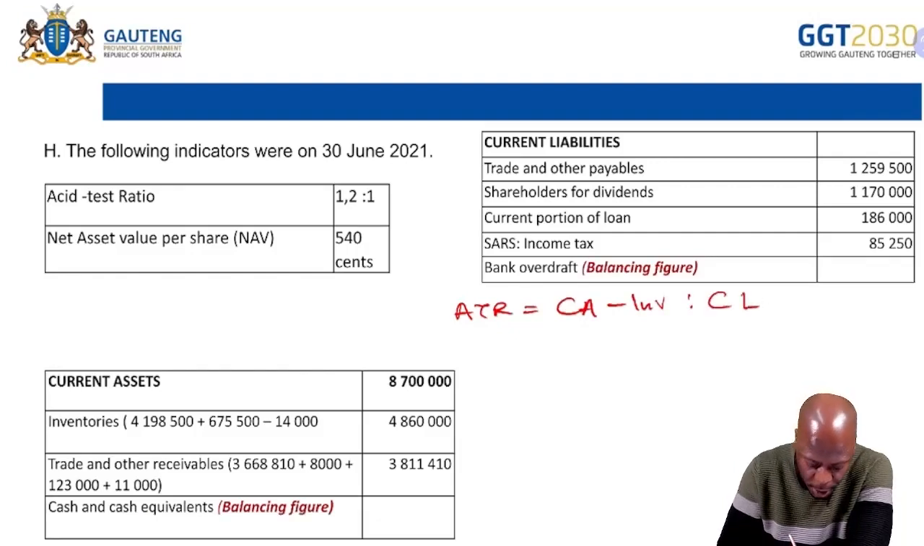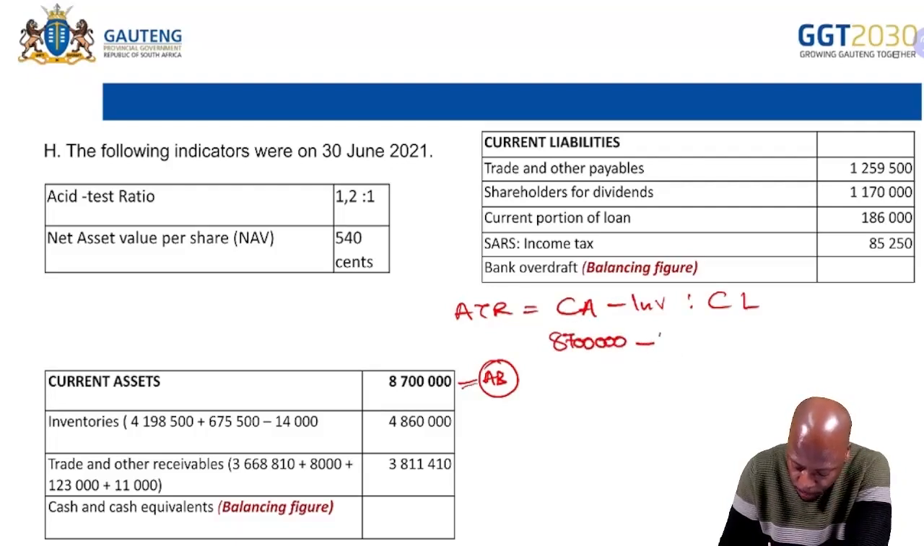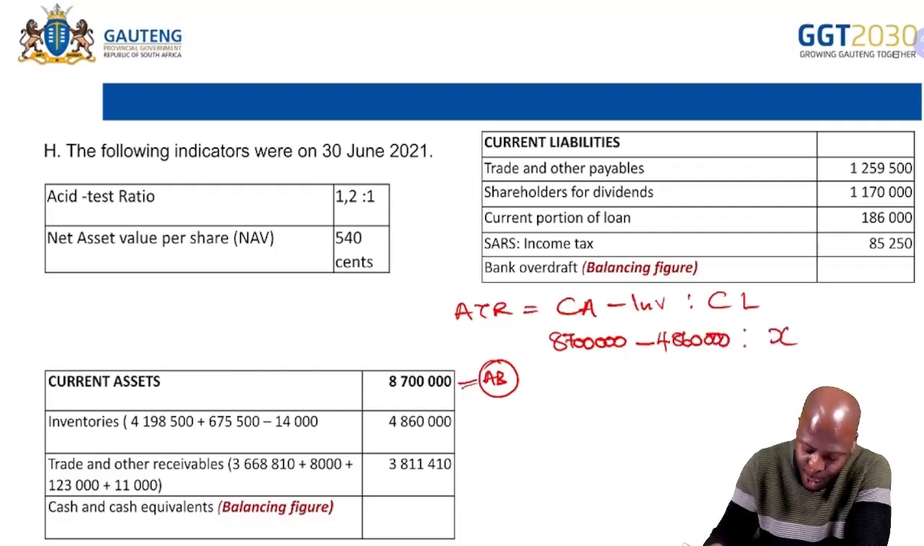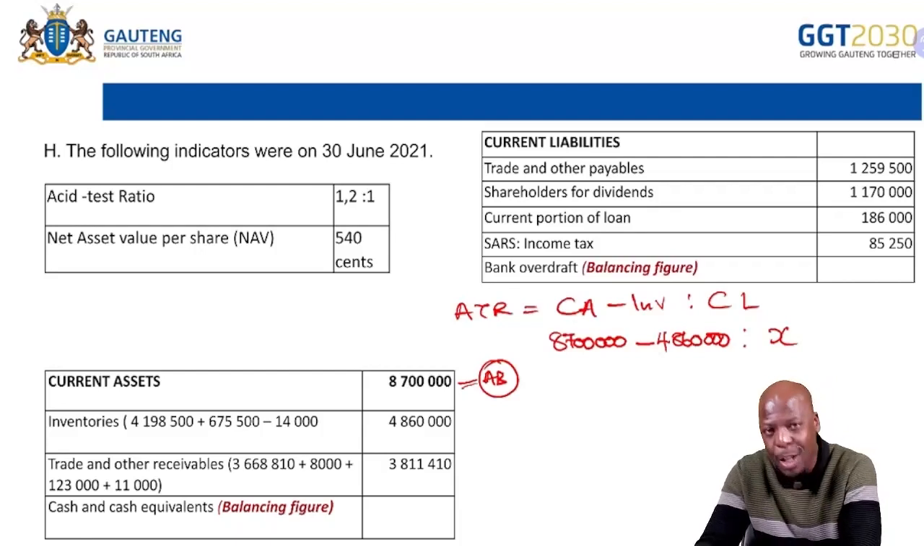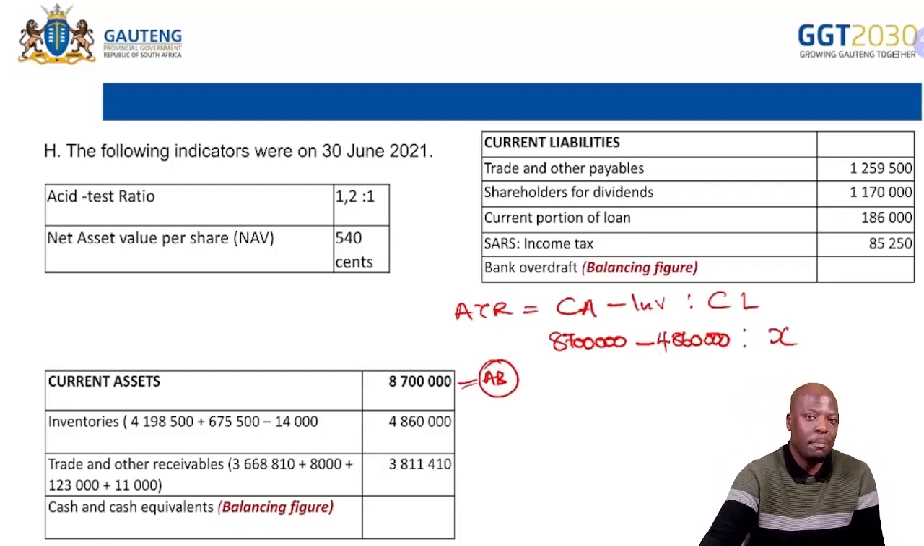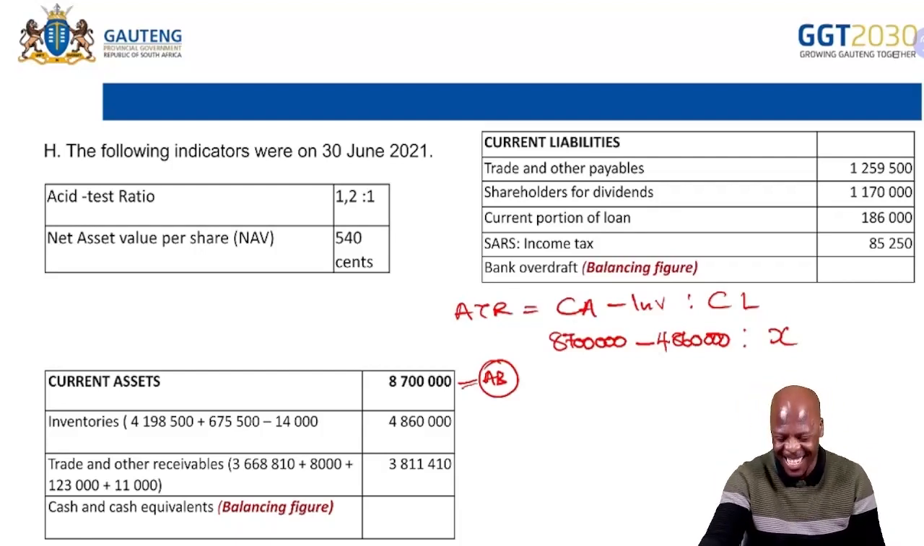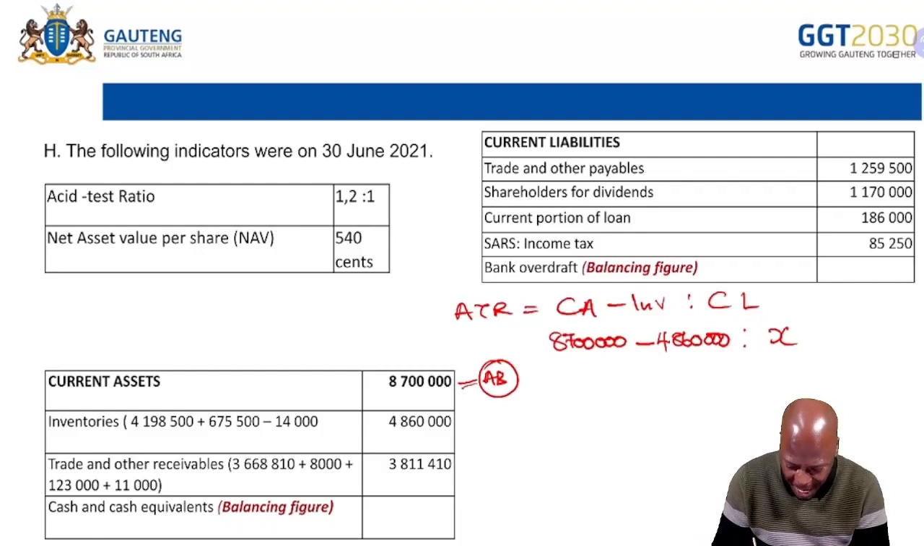Okay, cool. So here we're given our current assets. This was given in the answer book. So we are going to say 8.7 million subtract 4,860,000 as to X. We don't know our current liabilities, so we create an unknown for it. In this case, I'm going to use X. And then the answer, let me try to break it down.